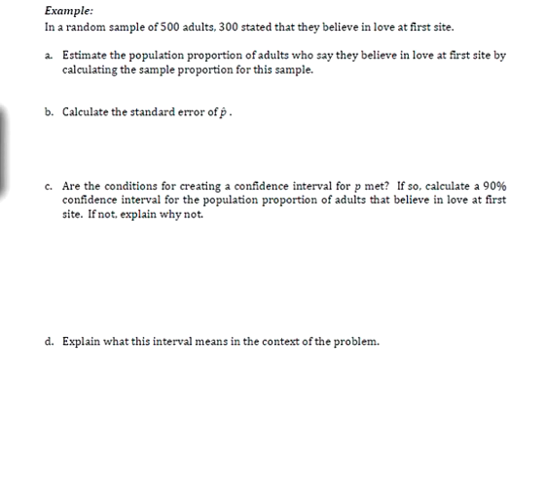Let's take a look at an example to see how the confidence interval equations work. In a random sample of 500 adults, 300 stated that they believed in love at first sight. A question like this would be asked if we wanted to determine the true population proportion of people that believed in love at first sight.